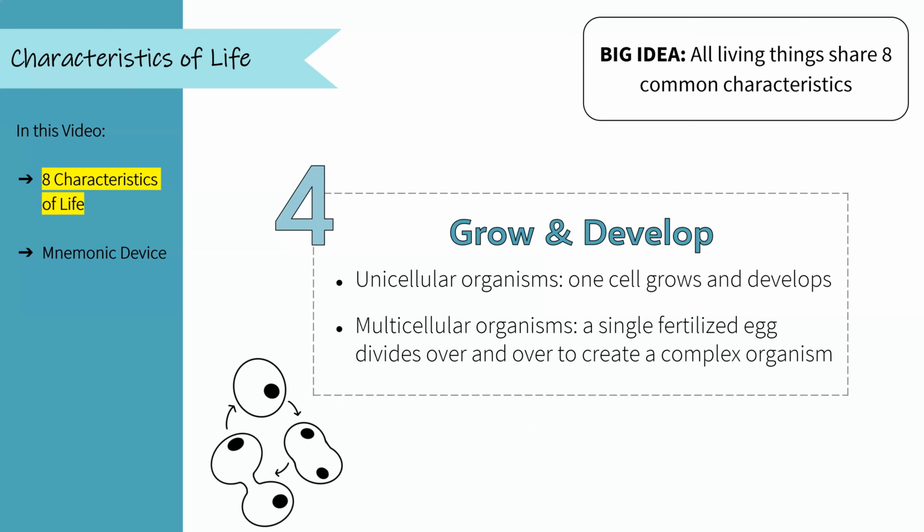All living things grow and develop. In unicellular organisms, we see one cell growing. Maybe it's making organelles and developing into what it's going to be. And then in multicellular organisms, we usually have a single fertilized egg, and that one fertilized egg will divide over and over and over to create specialized cells, which will make a complex organism.